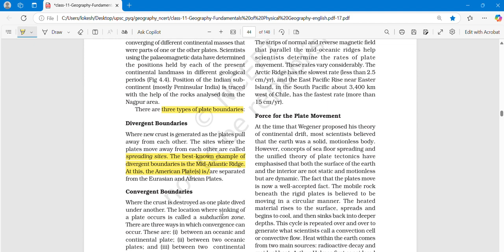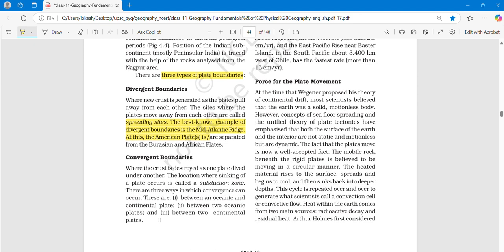In convergent boundaries, the crust is destroyed as one plate dives into another. The location where sinking of the plate occurs is called the subduction zone. There are three ways in which convergence can occur. These are between an oceanic and a continental plate, between two oceanic plates, and between two continental plates.